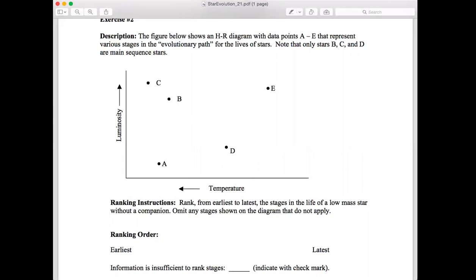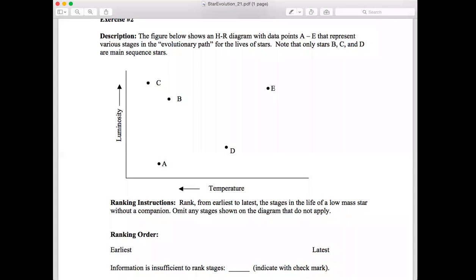So, Rosa, what do you say? These points C, B, and D, where are they? Can you identify these regions on the HR diagram? You're saying they are in the main sequence? Note that the only stars B, C, and D are in the main sequence. That's the information. And I'm assuming that the star C is a blue giant. And B is a little bigger than our sun because it looks too high for me.